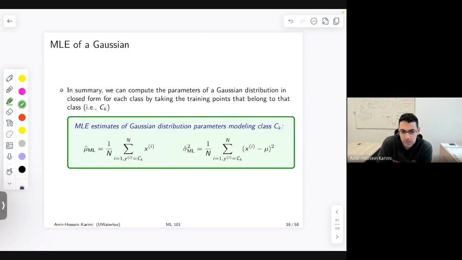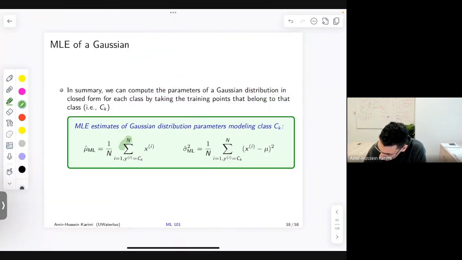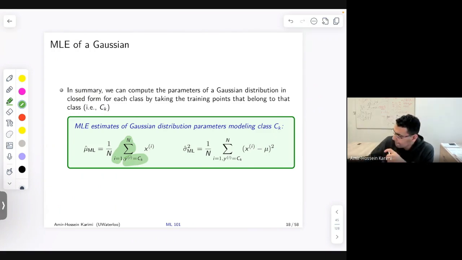So I'm saying that I'm iterating over all the instances such that the target value of those instances corresponds to that particular class. And that gives me the mean value of one of the classes. And also for standard deviation, and I can rinse and repeat. Any questions so far?